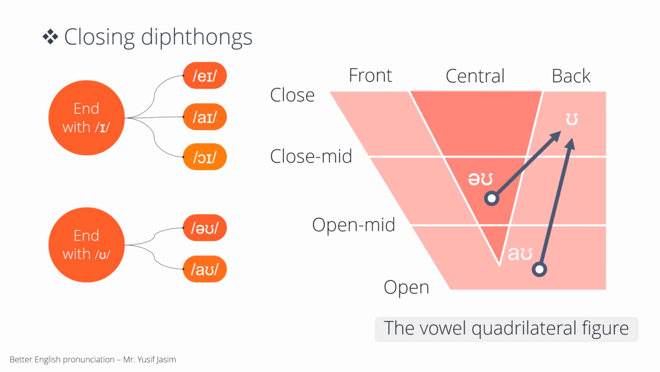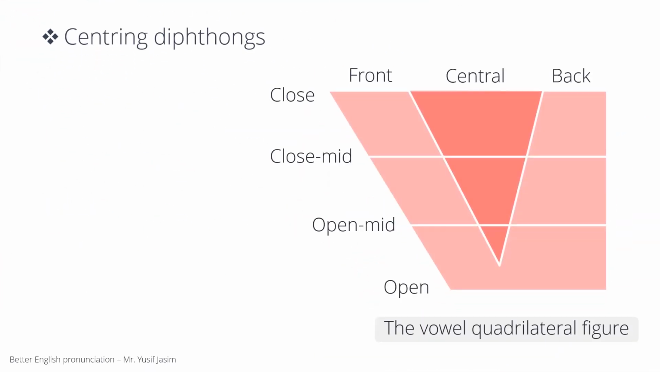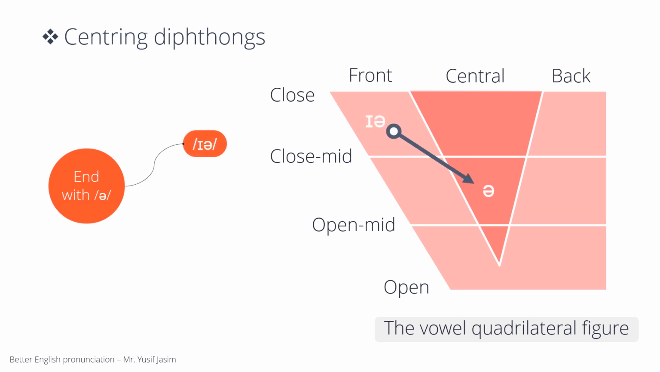Let's describe centering diphthongs too. We have 3 centering diphthongs in English. All of them end with the schwa sound. The first one is the ia diphthong. The starting point for this diphthong is a little closer than I, as in here. The second one is the ea diphthong. This diphthong begins with a vowel sound that is more open than I, as in scares. The last one is the ua diphthong. This diphthong has a starting point similar to O, as in hour.